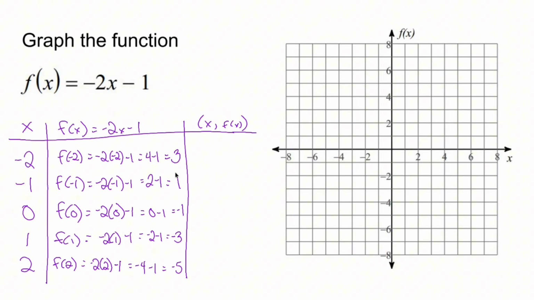So now that I have these, I can build together these coordinates. I can make my points. When I plugged in negative 2, I got out 3. When I plugged in negative 1, I got out 1. When I plugged in 0, I got out negative 1. When I plugged in 1, I got out negative 3. And when I plugged in 2, I got out negative 5.